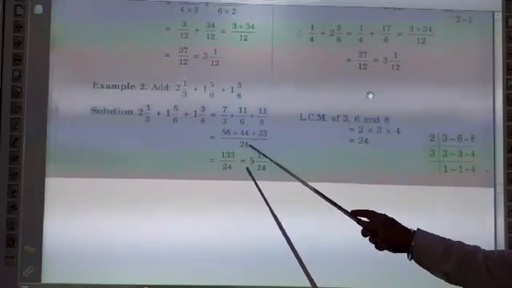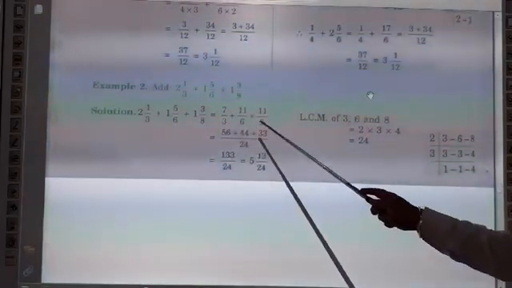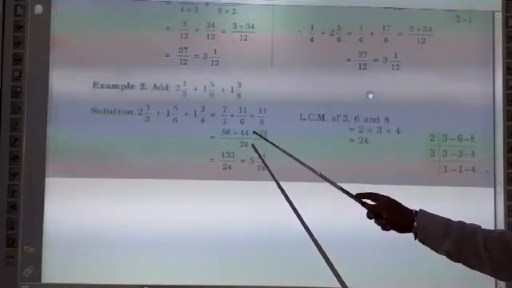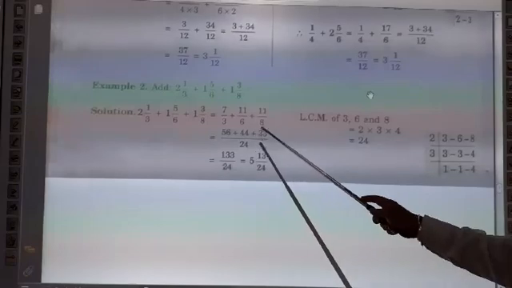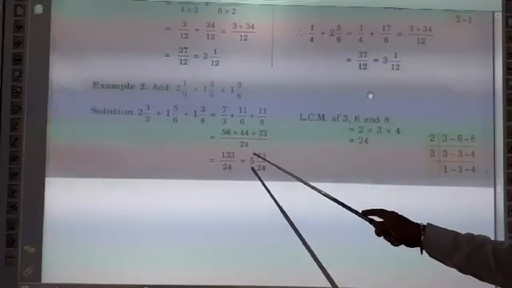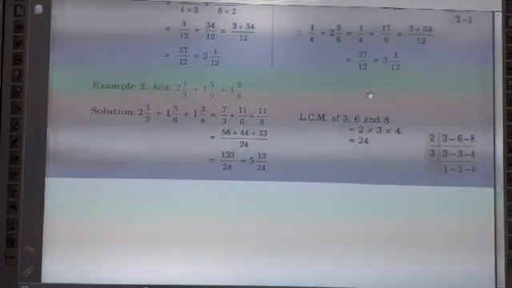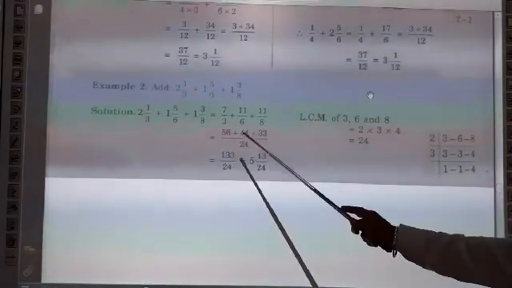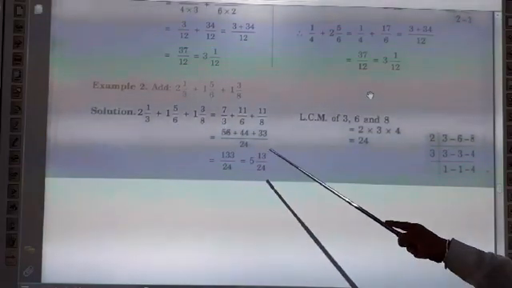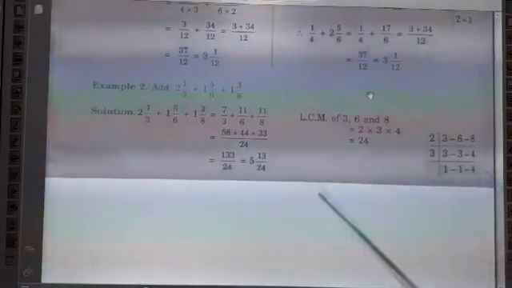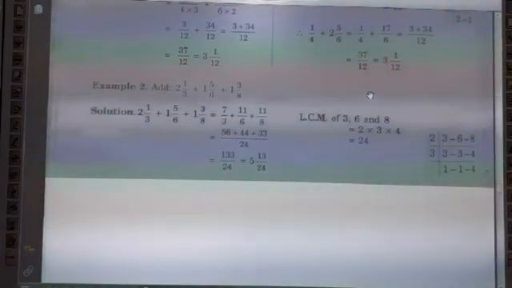3 eights are 24. 8 times 7 is 56, plus 6 fours are 24, 4 multiplied by 11 is 44, plus 8 threes are 24, 3 multiplied by 11 is equal to 33. So it is equal to 133 upon 24. Convert into mixed fraction: 5 13 upon 24. Okay students, write down the example.